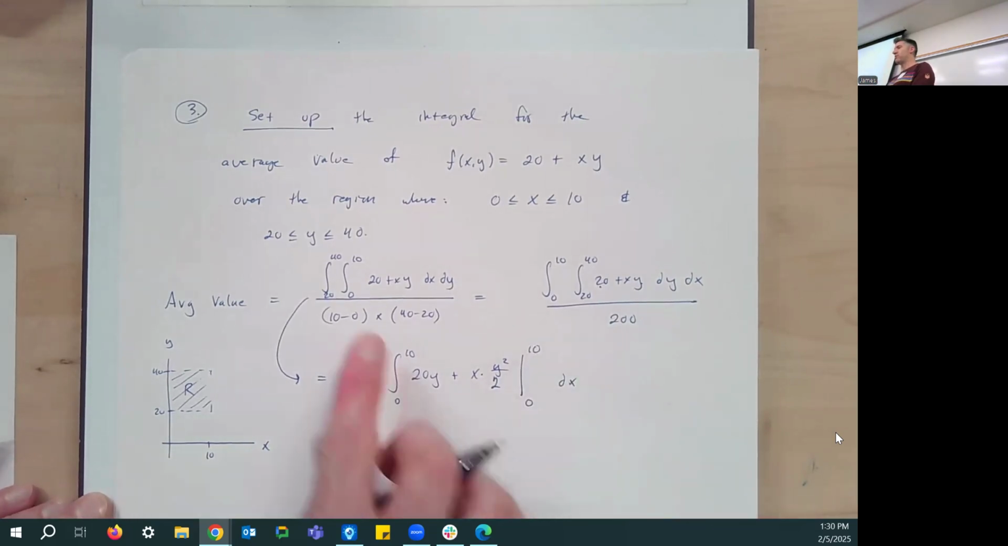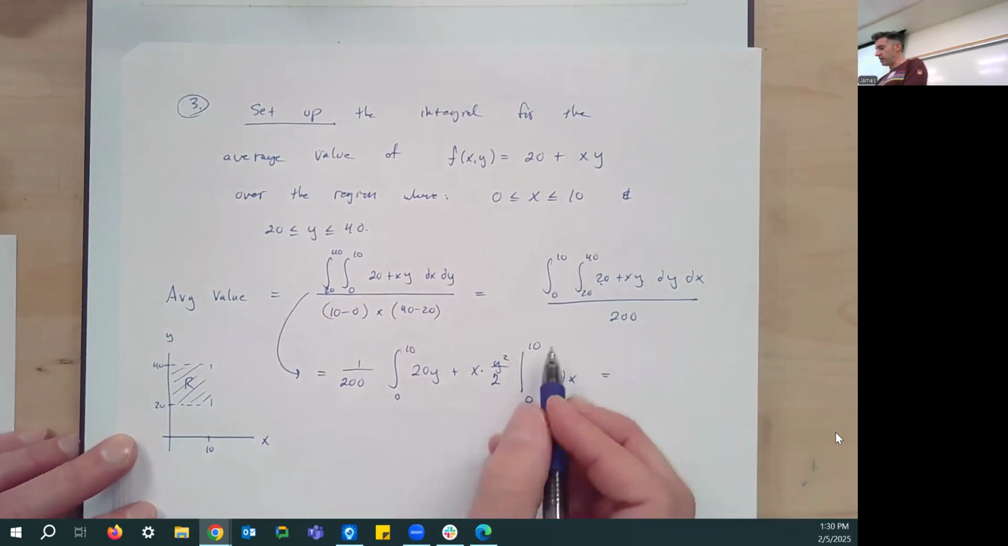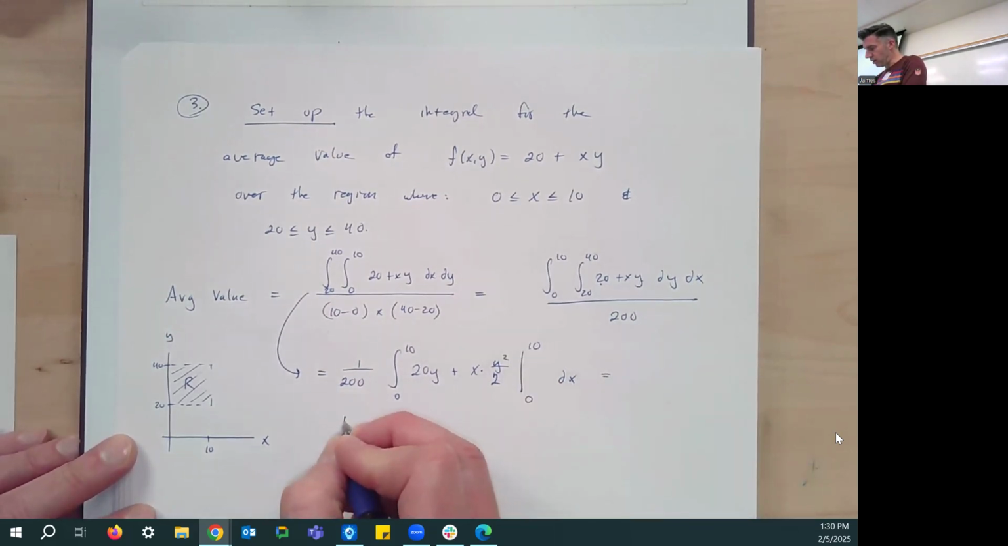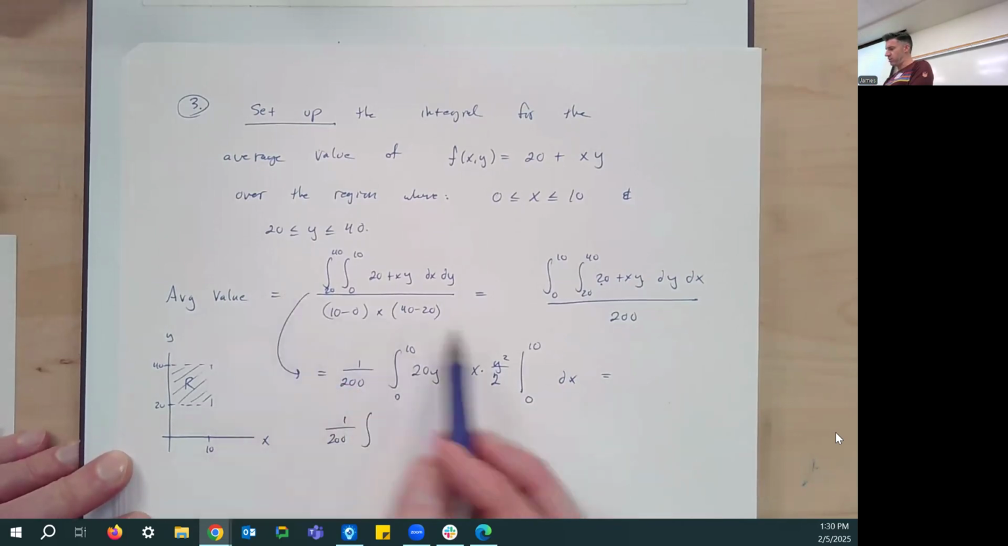I also picked this one to do instead of that one because I knew the inside was going to have a 0, so it's going to have fewer pieces at some point. But either way, we're fine. Plugging in 10, we get 1 over 200 times the integral. Sorry, nope. I made a mistake. I did make a mistake, yeah.